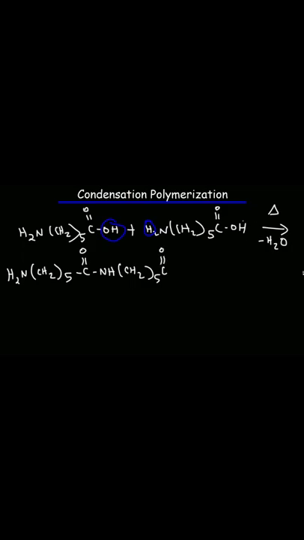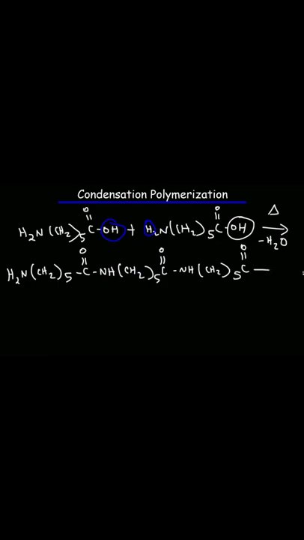Now we can react this part with another molecule, but particularly this part of the other molecule. And so this is going to be another NH, and the process will just repeat itself. And we could stop it here.